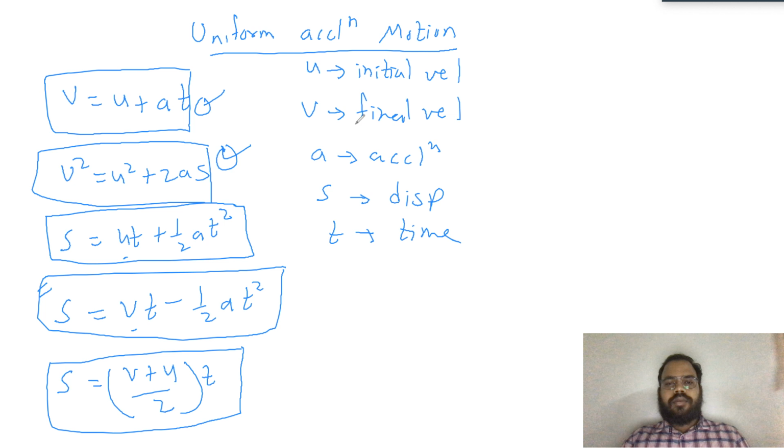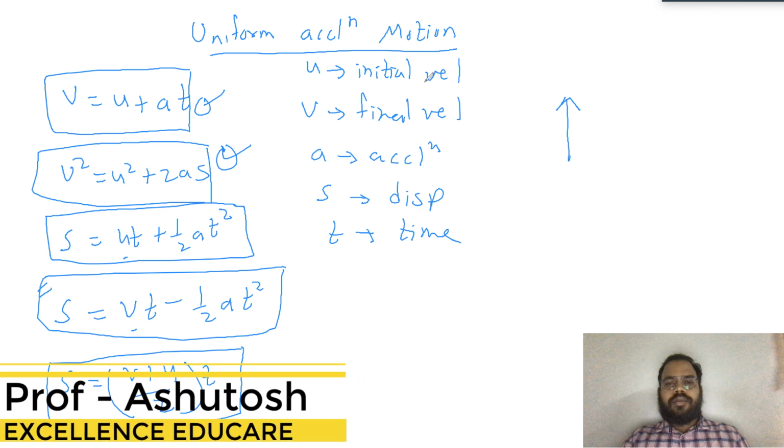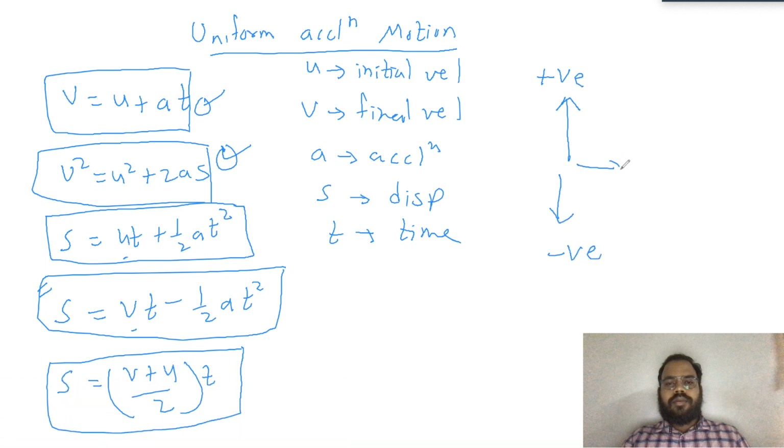Now for using these equations, you have to follow the sign convention. You can take whatever sign convention you follow, but I'll give you the basic sign convention. Upwards is positive. If any value is downwards, it will be negative. Any value rightwards is positive, and any value leftwards will be negative. So let's take 2 or 3 sums and then we can solve this.